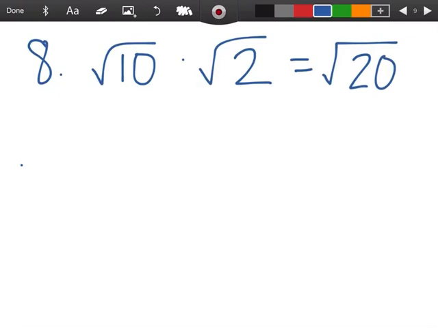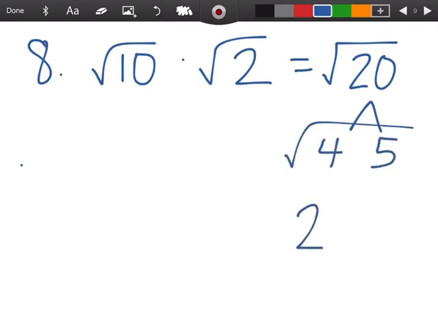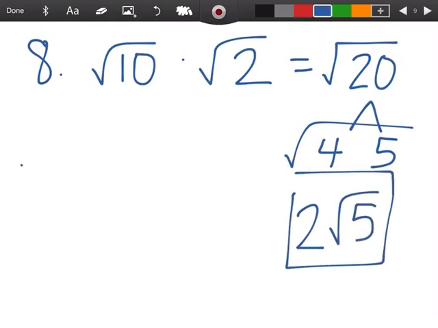So the square root of 20, imagine that was your original problem. Can I simplify it? Yes, 20 is 4 times 5, so the square root of 4 is 2. The square root of 5 can't be simplified, so the square root of 10 times the square root of 2 simplifies to be 2 root 5.